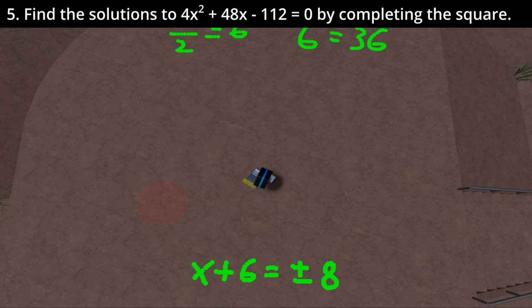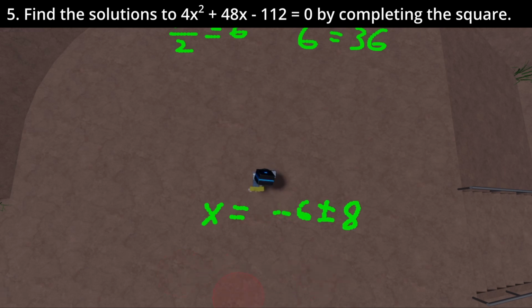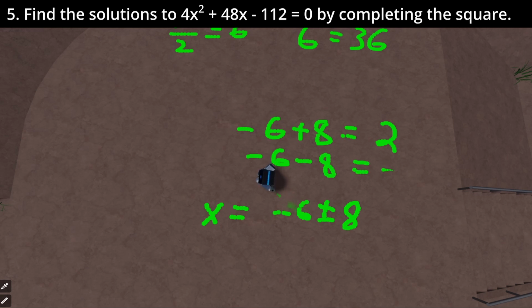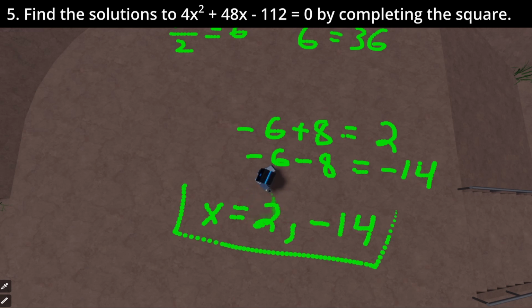And now let's just find both solutions. Subtract 6 from both sides to get x is equal to minus 6 plus or minus 8. And then just take the positive and the negative solution. Minus 6 plus 8 is equal to positive 2. Minus 6 minus 8 is equal to negative 14. Therefore, our solutions to x are just positive 2 and negative 14. And just like that, we are done.